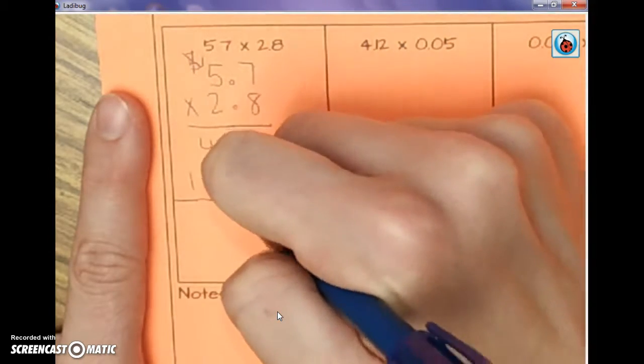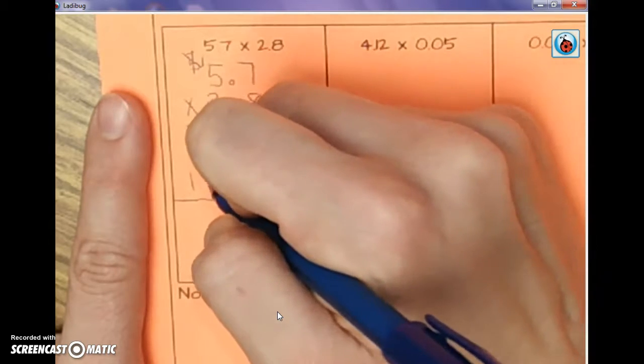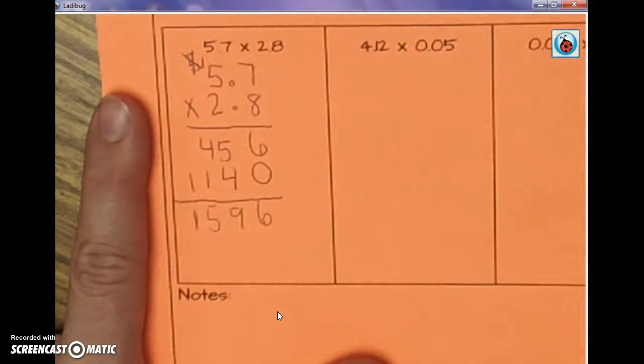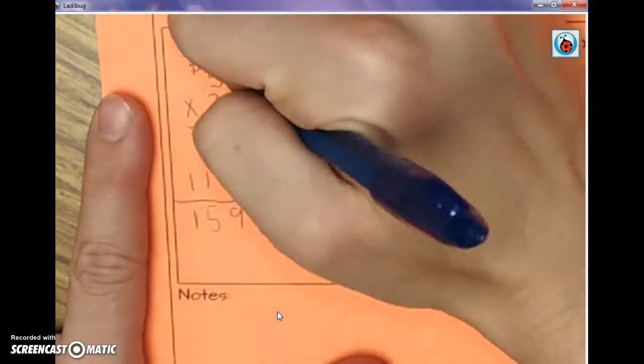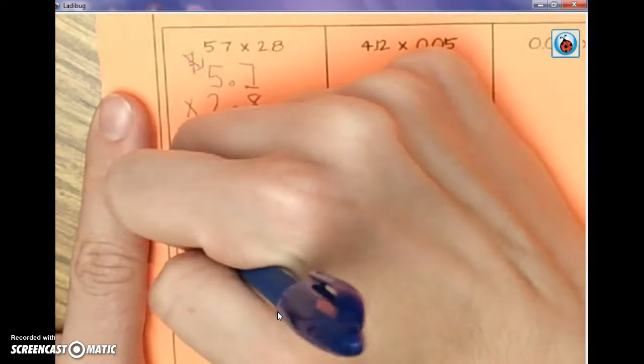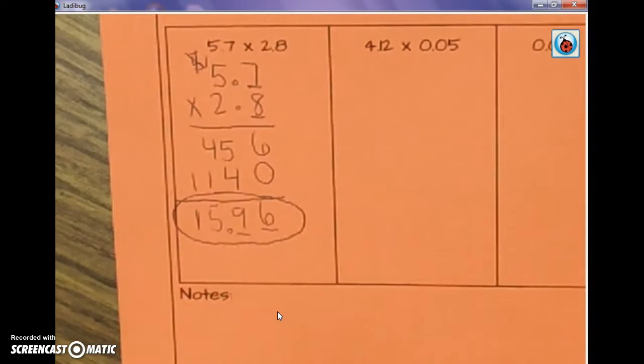6 plus 0 is 6. 5 plus 4 is 9. 4 plus 1 is 5. And we have a 1. Who thinks they know how many decimal places we're going to have? Diana? 2, because 1, 2. So 1, 2. That's your answer. So regular multiplication, and you just count how many decimal places.